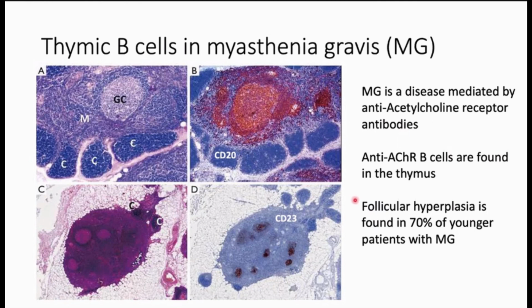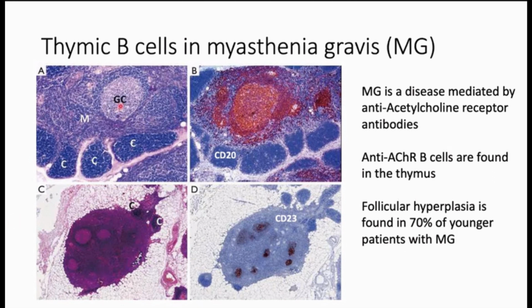And when they look at thymectomized patients with myasthenia gravis, they see that there's follicular hyperplasia in about 70% of younger patients with myasthenia gravis. There are different subsets within myasthenia gravis, but this is found in a lot of patients. On the left, you can see some of the histology from these samples.